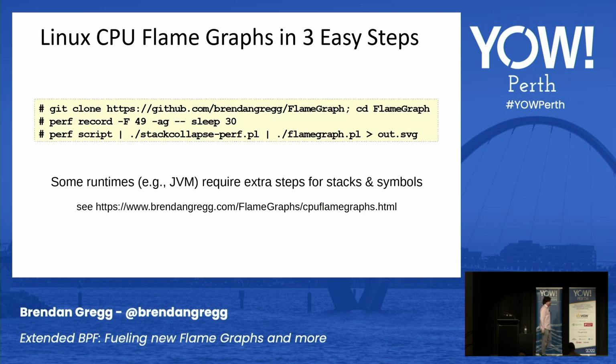Linux CPU flame graphs in 3 easy steps, just to put it in the slide. You can use my Perl software, but you don't have to. You can use the D3 version, that's fine. You can write your own version, doesn't matter. There's a version in Rust someone's written. Here I've got perf record and then perf script, and then we output it, and we've got the SVG. It includes embedded JavaScript. Some runtimes, like the JVM, require extra steps so that you get stacks and symbols for this to make sense.